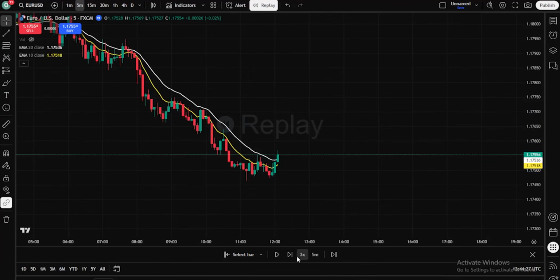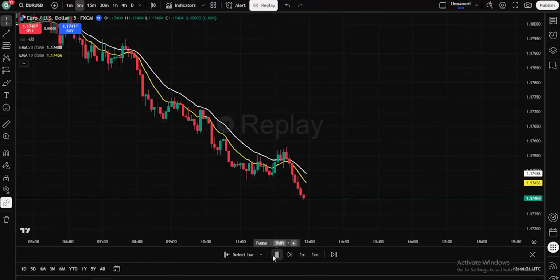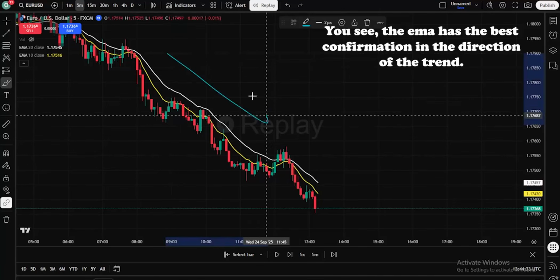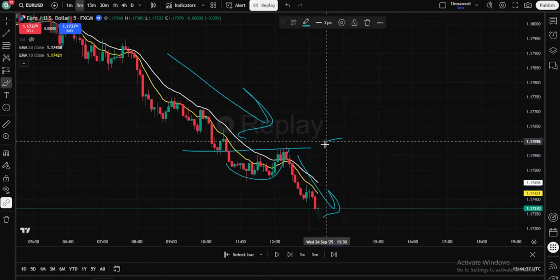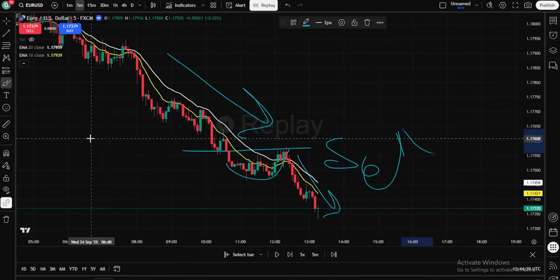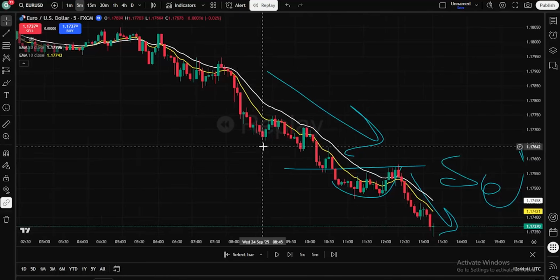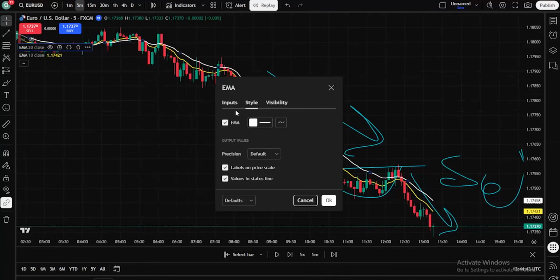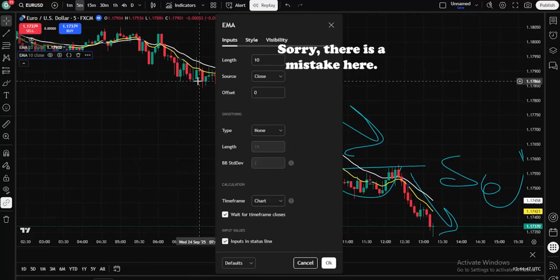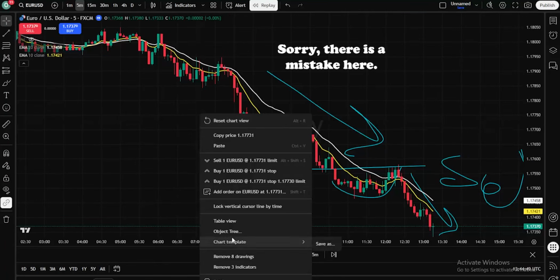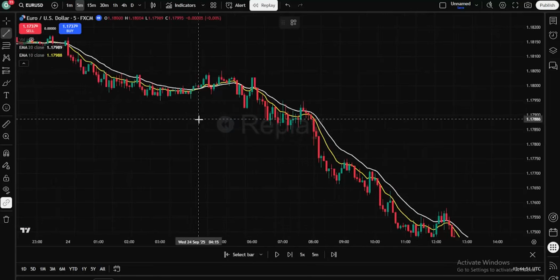EMA stands for exponential moving average, a tool that shows the average price, but gives more weight to recent prices. This makes it react to price changes faster than SMA, simple moving average. Now I've chosen 2 EMAs. EMA 10, short term, for faster reaction, EMA 20, medium term, for detecting the overall trend.